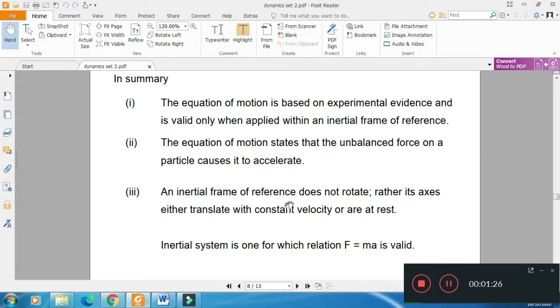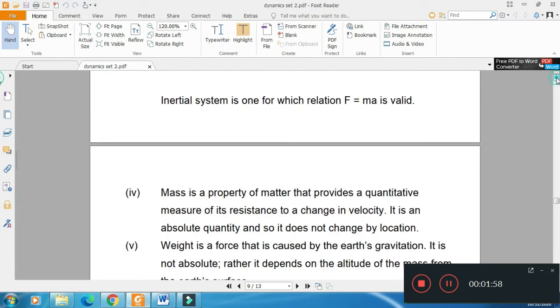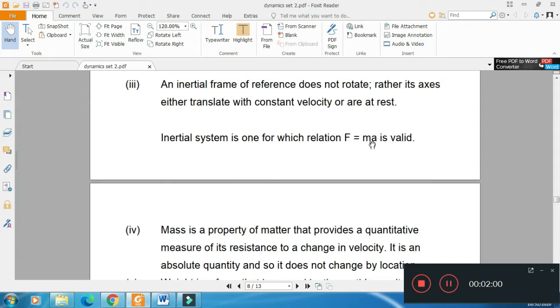And the inertial frame of reference is the frame of reference which does not rotate. It translates with constant velocity, or it is at rest. According to the equation of motion, the unbalanced force will result in acceleration. If the forces are balancing, all the forces are cancelled out, then there is no acceleration. So F equal to ma is valid in the inertial frame of reference. If the frame of reference has some acceleration, then the equation F equal to ma will not balance.